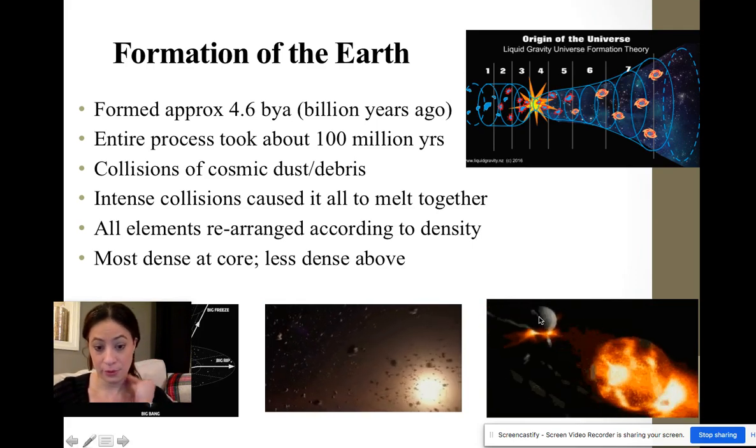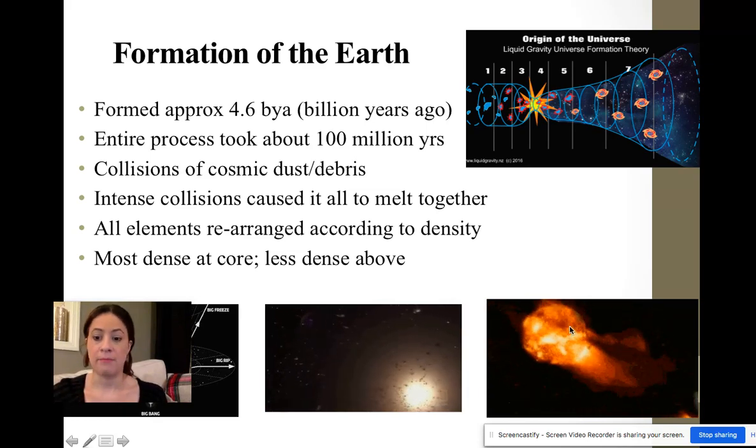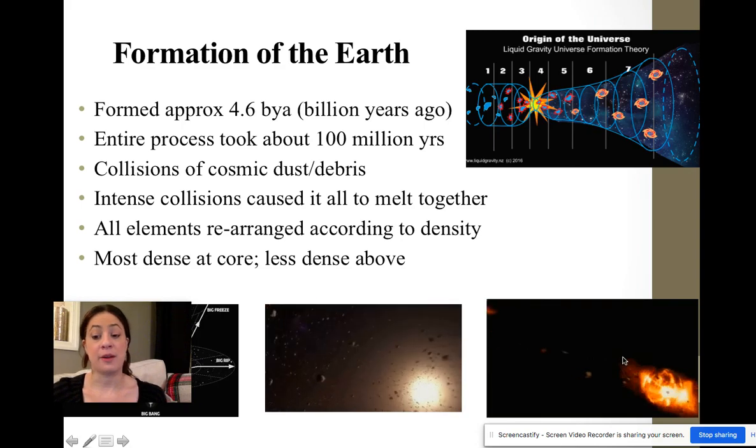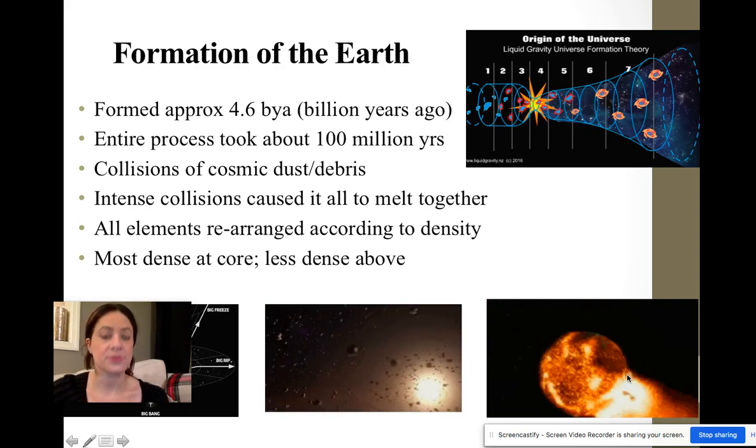Our moon forming, that would also be quite a monumental event. That would have collided with Earth, and then that would get stuck in the Earth's rotation.